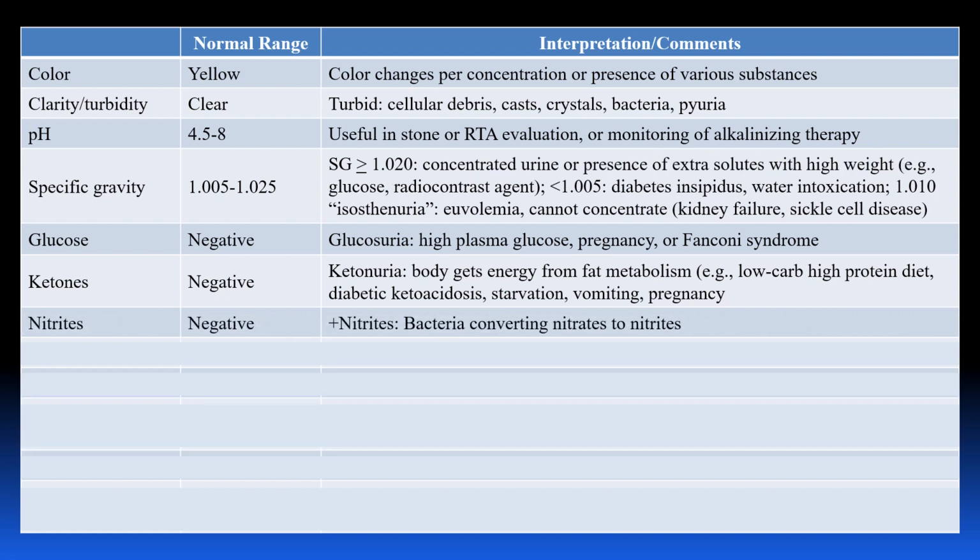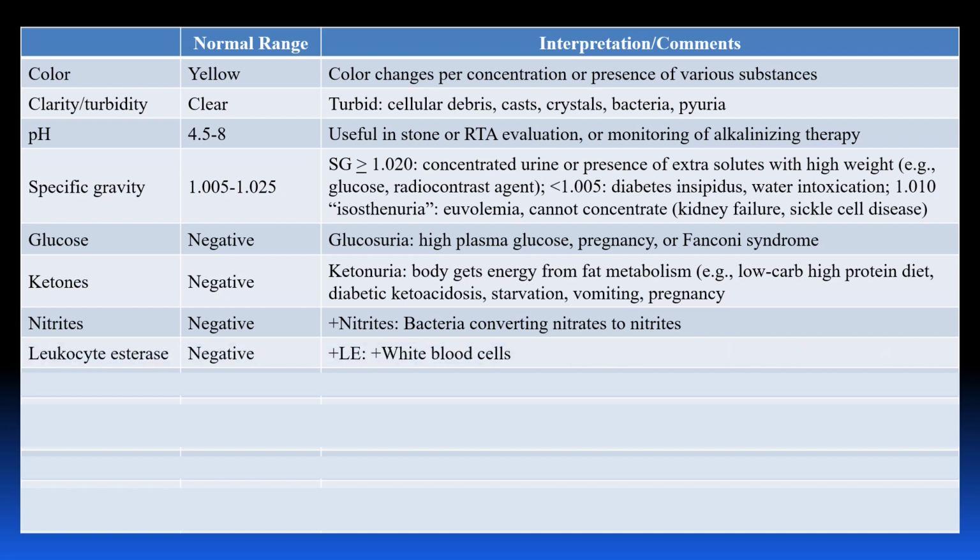The presence of nitrites suggests the presence of bacteria that convert nitrates to nitrites. Nitrates come from the diet. Diet lacking nitrate cannot have nitrites in the urine, despite having bacteria that can convert nitrate to nitrites. Also, not all bacteria can convert nitrate to nitrites.